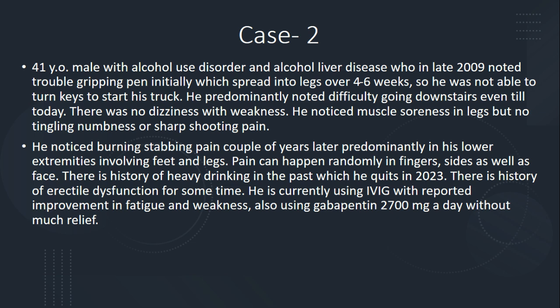On examination, his deep tendon reflexes were diminished in the upper and absent in the lower extremities, so large fiber involvement, along with pinprick being impaired in the upper extremities. So a lot of sensory changes in this case. Pinprick was impaired in the lower extremities up to the knees, which goes with the upper extremity changes as well.